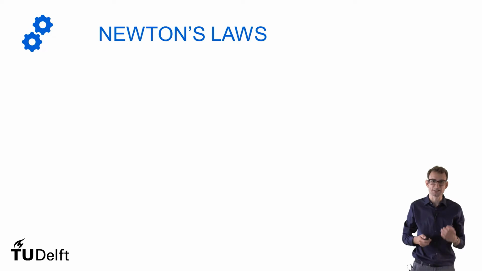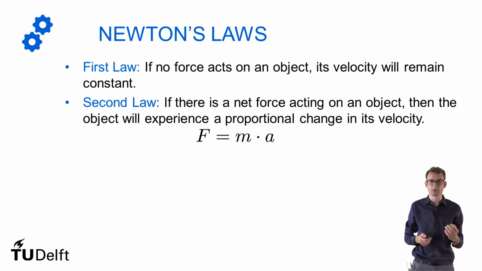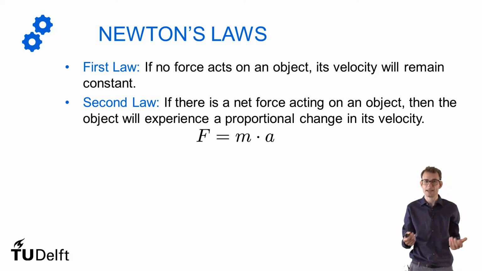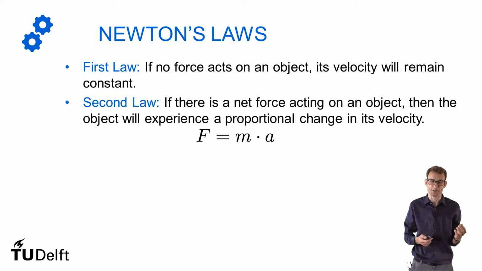All right, so let's quickly recap. We already saw Newton's first and second law. If there's no force on an object, the velocity will remain the same. And if there is a force, then the object will experience a proportional change. Now, there's also a third law that tells us something profound about multiple objects and multiple forces.